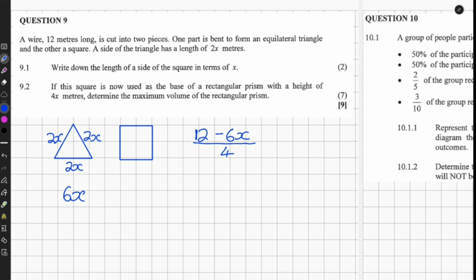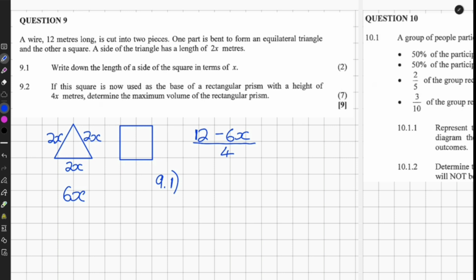Okay, perfect. So I did that, but let me just repeat again what I did. I found that the equilateral triangle has 3 sides, all of them are the same, and the question tells me each one is 2x. So therefore, if I put them together, I used 6x meters of wire to do the triangle. Therefore, what's left is 12 minus 6x.